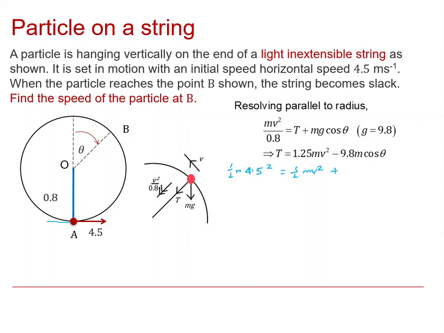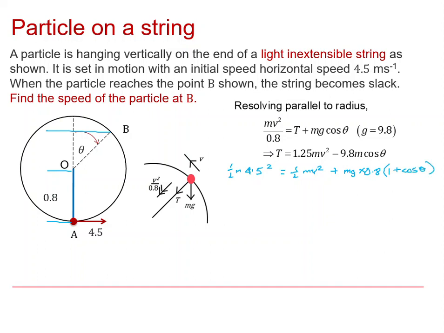That will come in two parts. There'll be a 0.8 straight up, and then there'll be a 0.8 cos theta to get from O to the level of B. So that will be plus mg times 0.8 times 1 plus cos theta.